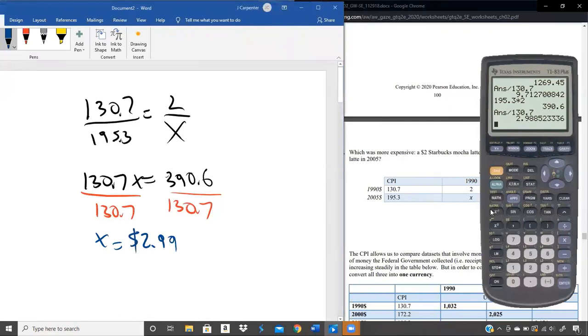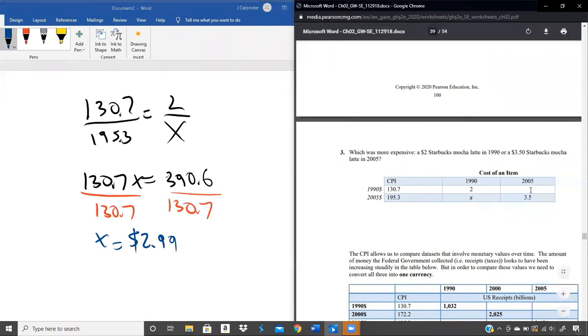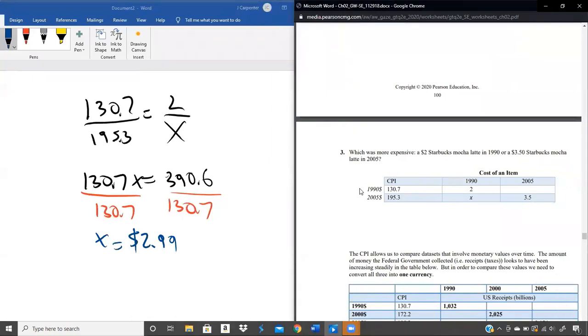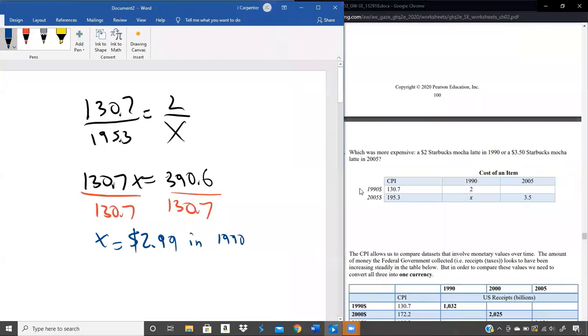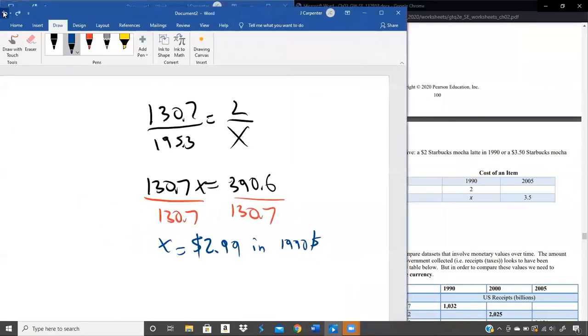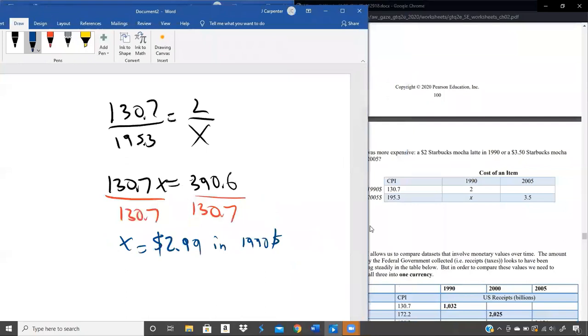Now this is specifically the dollars in where? We're talking about the dollars in 1990 currency. When they write things this way, this 1990 and a dollar symbol, that's saying in the currency of 1990, the 1990 dollar. So the X is $2.99. So we just turned the $3.50 latte from 2005. We said, well, what would this cost if we bought it with $1990? It would cost us $2.99.